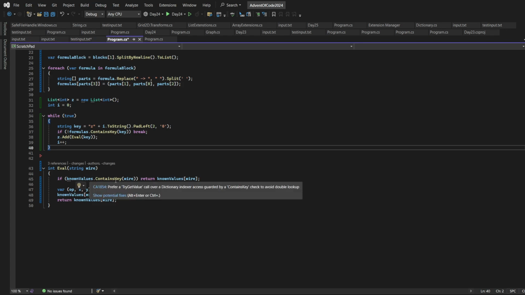And if we find it, we will return it. Otherwise, that will be a recursive operation, finding all these values, and in the end, we will return what the value is in known values for this wire. So that will be where we collect our bit values, and then we do this loop.